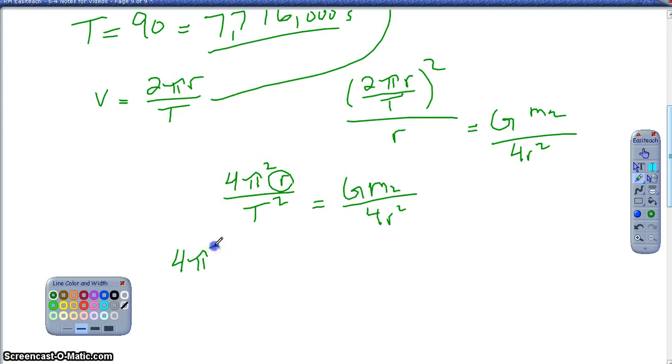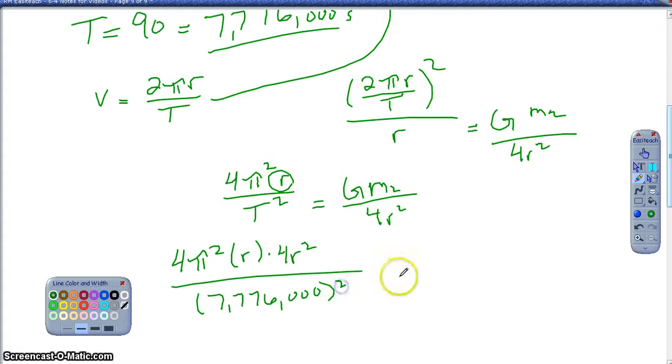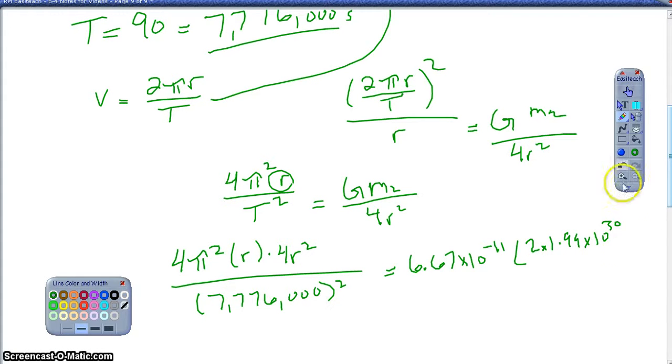So 4 pi squared times r, and then I'm going to multiply both sides by the 4r squared as well. So times another 4r squared here, divided by the period, again 7,776,000 seconds squared, equals, on this side, my universal constant, 6.67 times 10 to the negative 11th, times the mass of that other sun, which again was 2 times the mass of our sun, so 2 times 1.99 times 10 to the 30th. That is 2 times, not 2.1.199. That wouldn't make any sense.